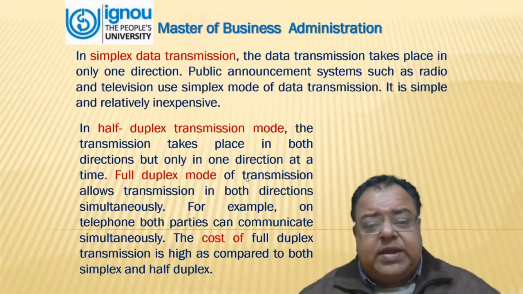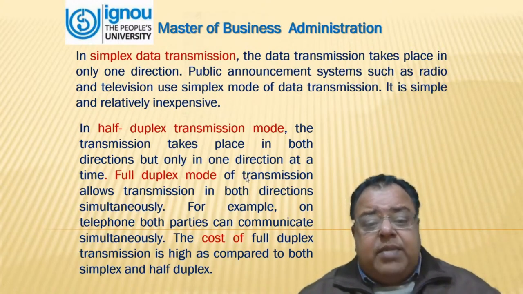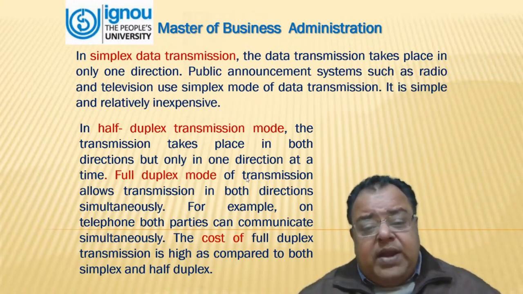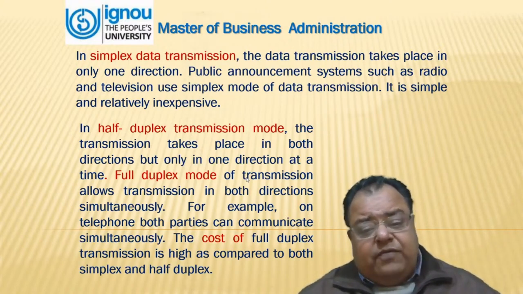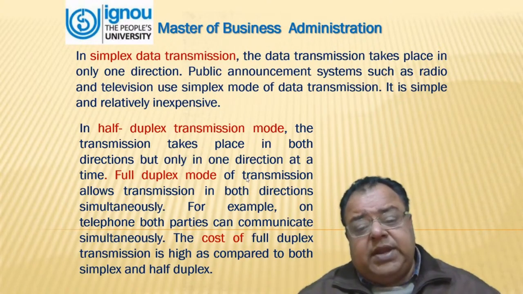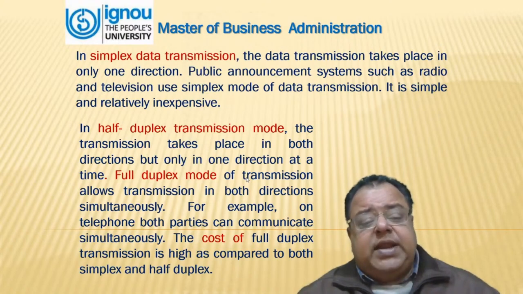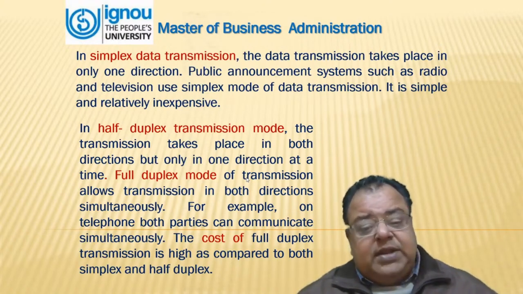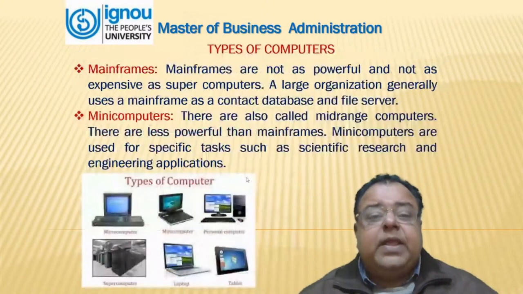In half duplex transmission mode, the transmission takes place in both directions, but only in one direction at a time. Full duplex mode of transmission allows transmission in both directions simultaneously. For example, in a telephone, both parties can communicate simultaneously. The cost of full duplex transmission is high as compared to both simplex and half duplex.